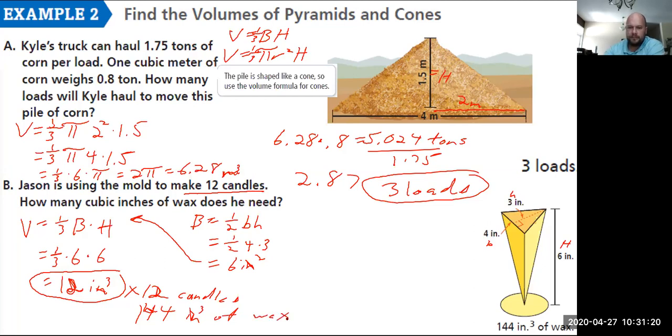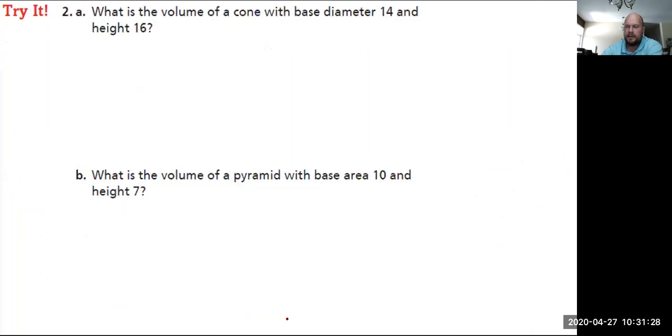All right. Any questions there? All right, let's take a look at a couple more then. So some of these are a little more basic. Again, this one's just asking us for the volume. So they're giving us the dimensions. That's all we really need.